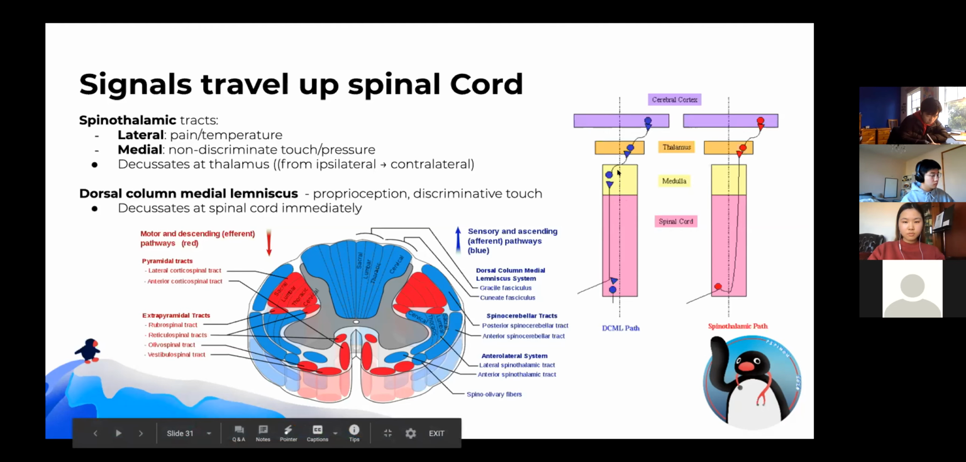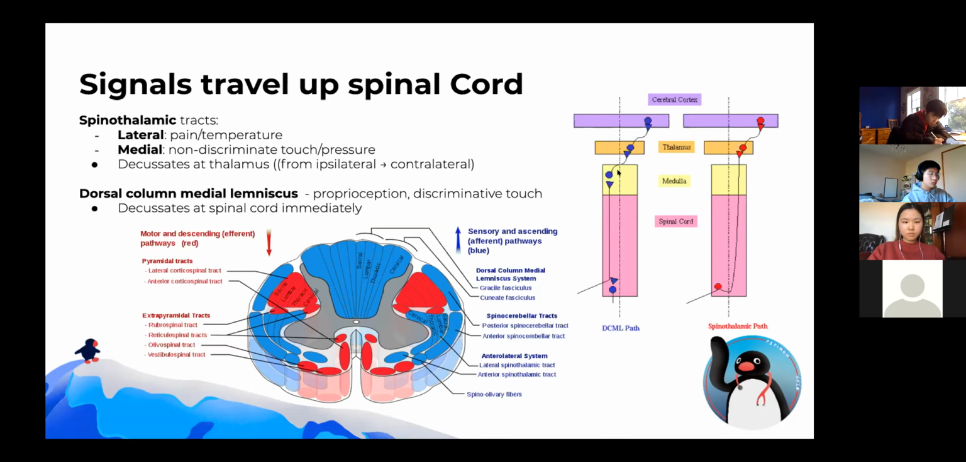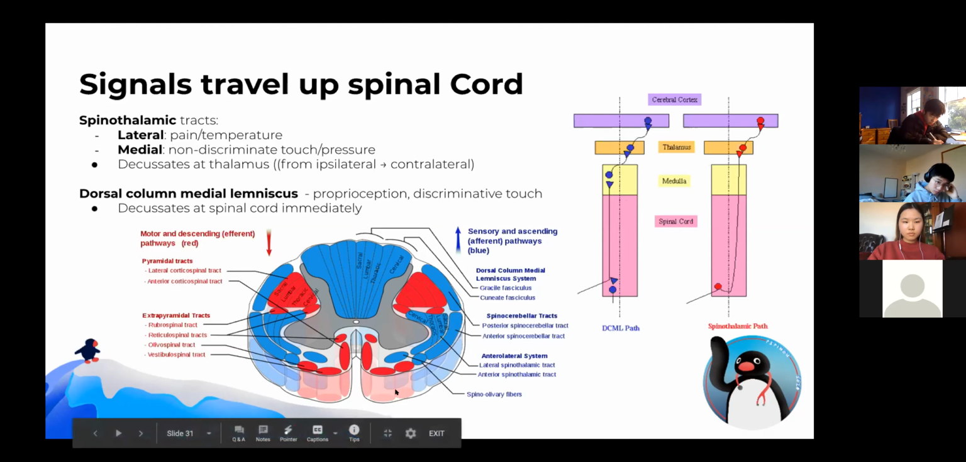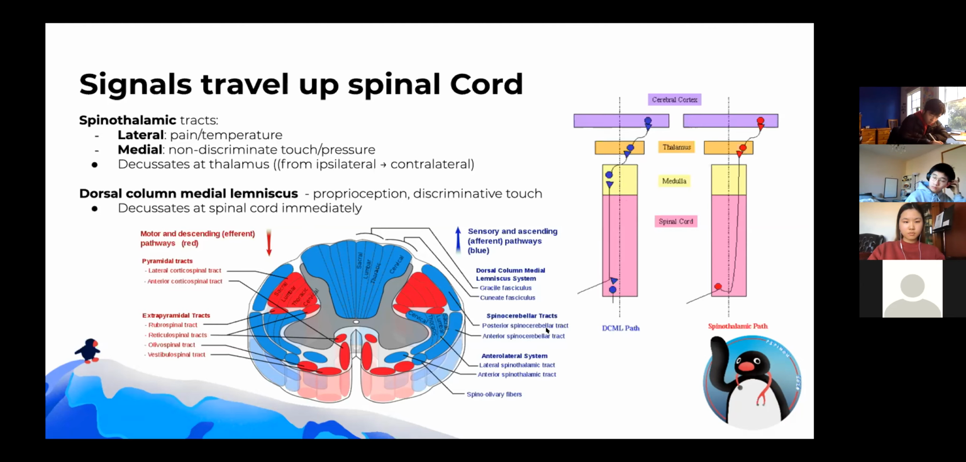Yeah. Okay. So yeah, you've probably seen all these different terms, but the main two tracts that you need to know are DCML and spinothalamic. Yeah. And that's a brief intro into the sensory system.